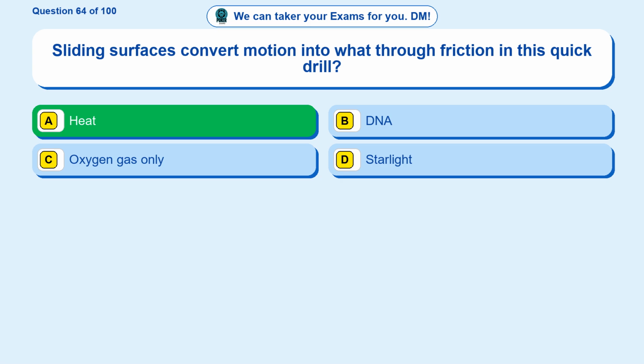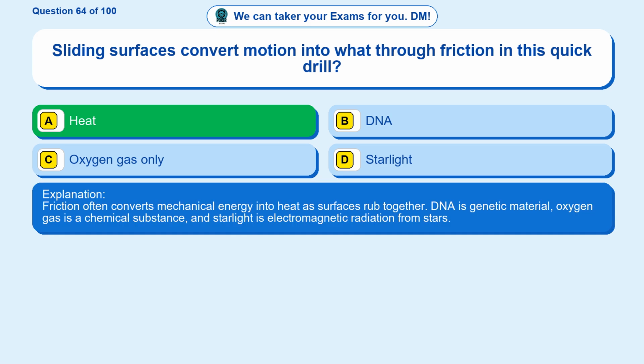heat. Friction often converts mechanical energy into heat as surfaces rub together. DNA is genetic material, oxygen gas is a chemical substance, and starlight is electromagnetic radiation from stars.